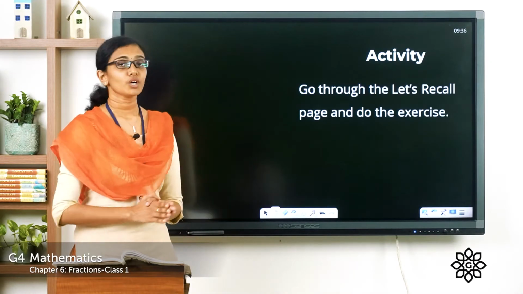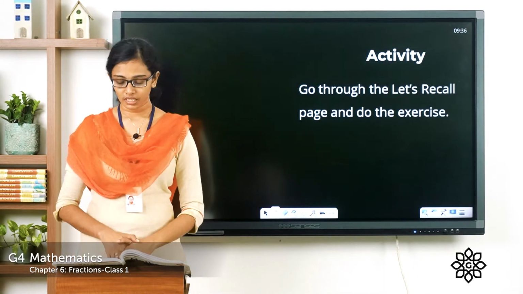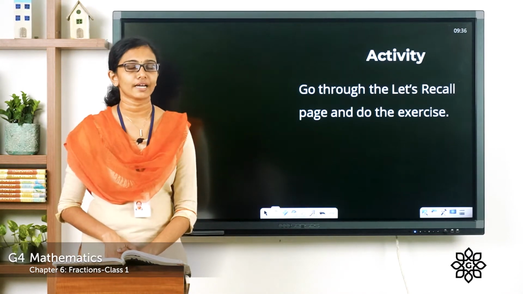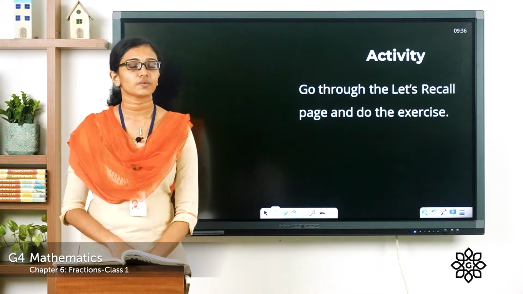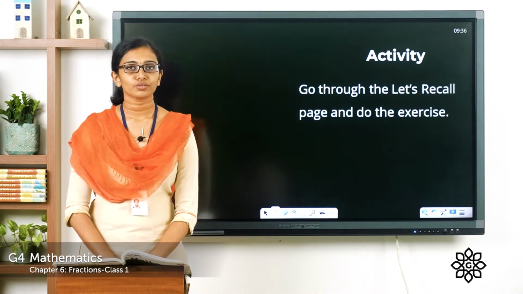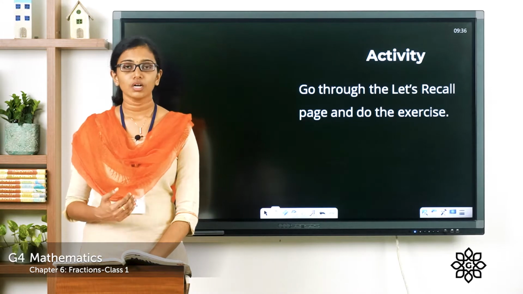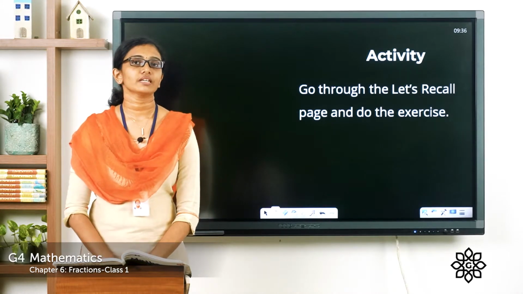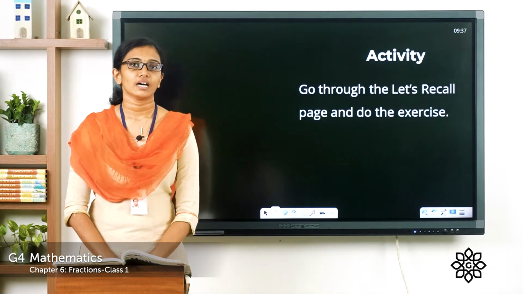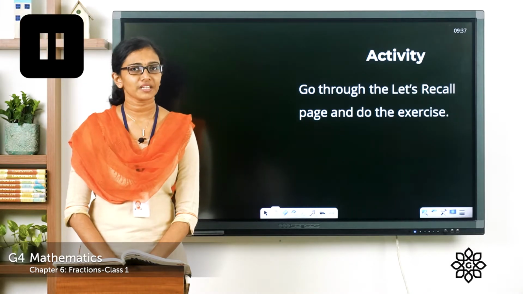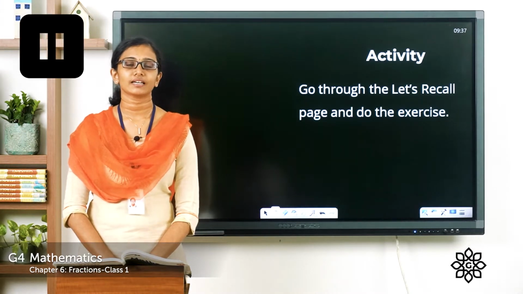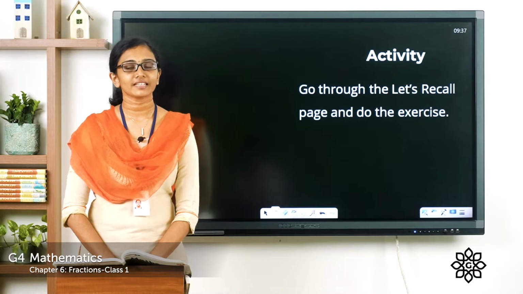Now, all of you please take your textbook, turn to page number 79. You can see the page Let's Recall there. Please go through that page and you have to do the exercise which is given below the Let's Recall portion. Please pause the video, finish the activity and come back. Hope you are done with that activity.